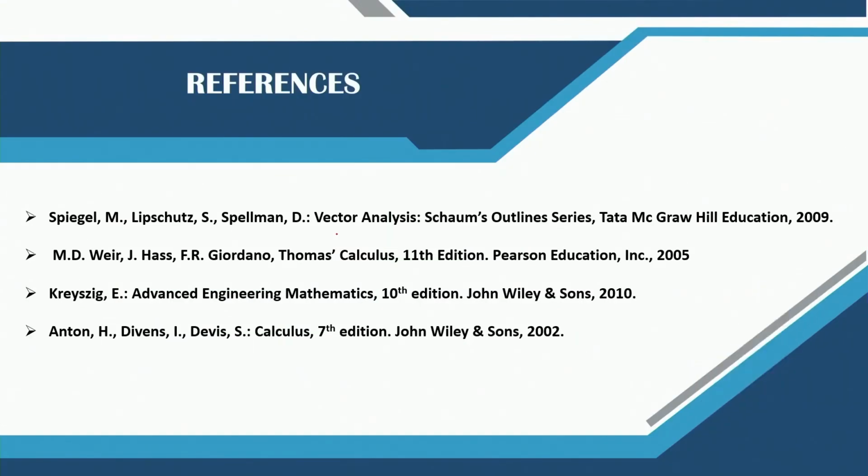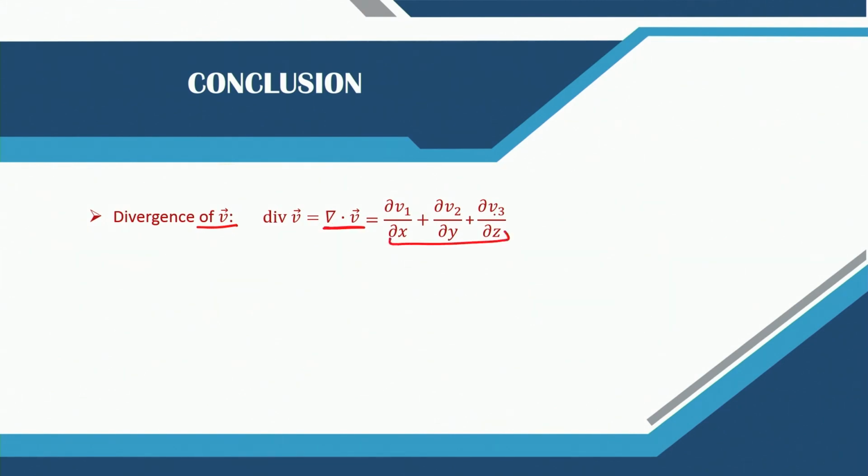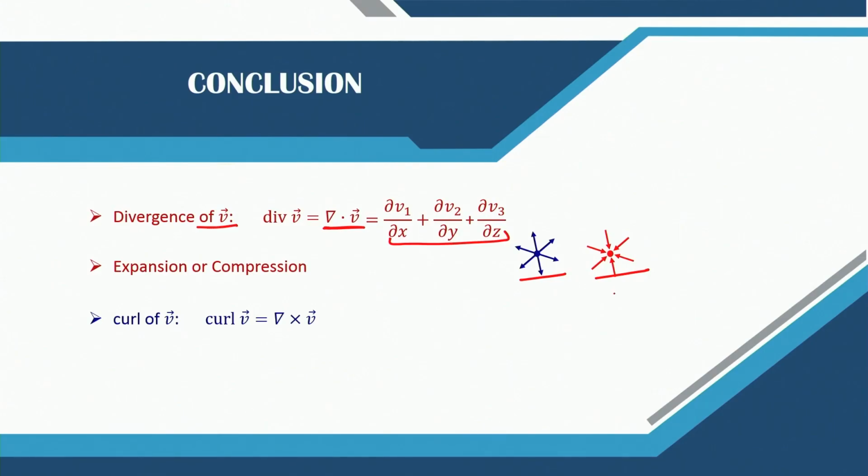So, here we have the references used for preparing this lecture. And to conclude, we have learned that the divergence of a vector field v is given by this dot product, or finally just the sum of these partial derivatives. We have also seen that the physical interpretation tells the tendency of the vector field to expand or to compress, which is visualized here.